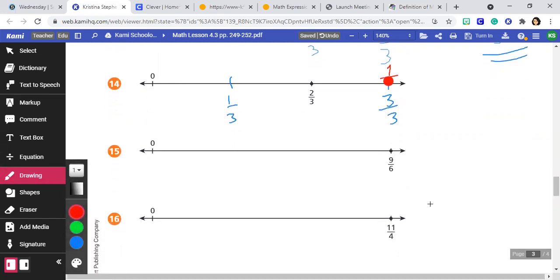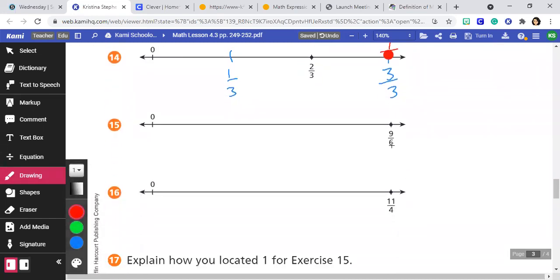Okay, 15. Ooh, my denominator is a 6. Ooh, I don't like that. Which means between 0 and 1, there have to be 6 equal parts. But I know that 9 over 6 is a number that is greater than 1.